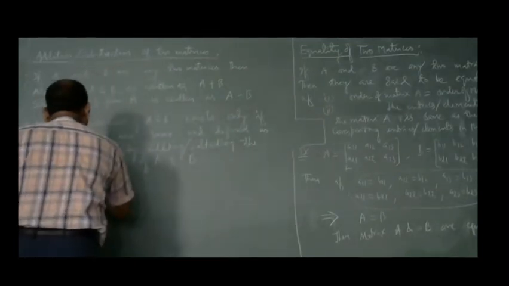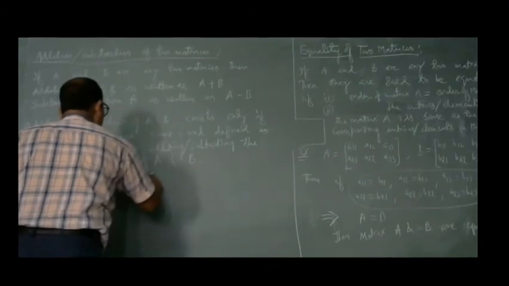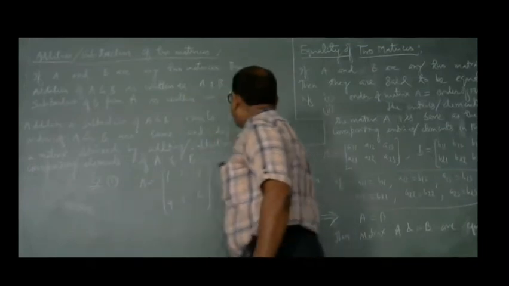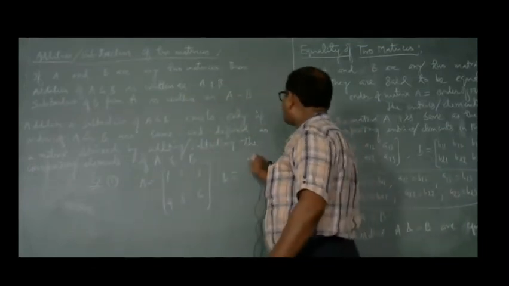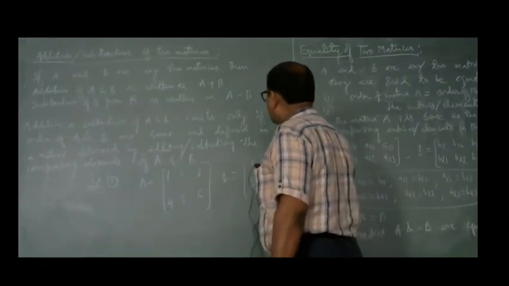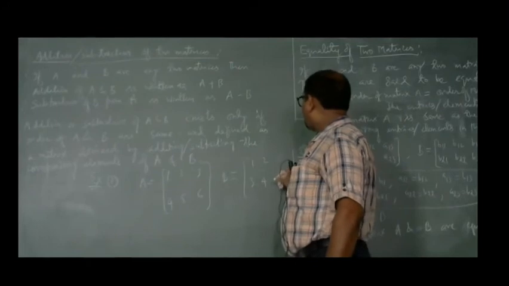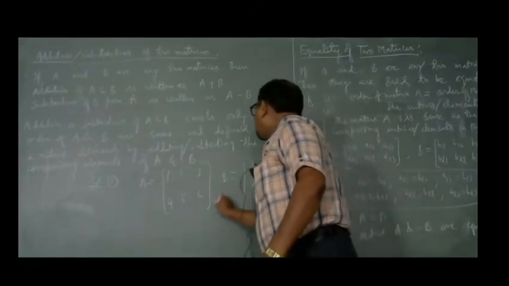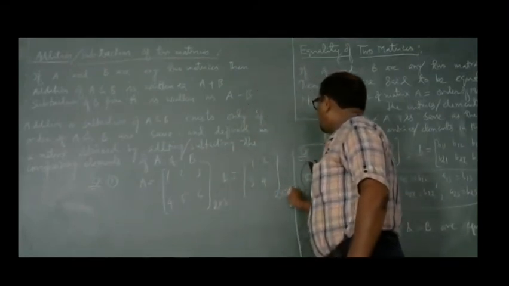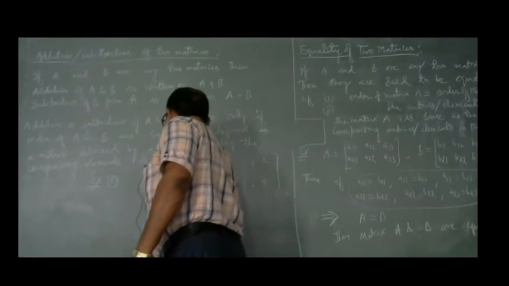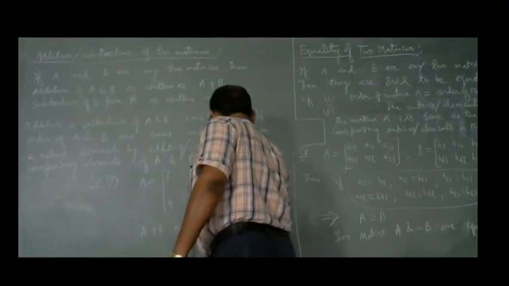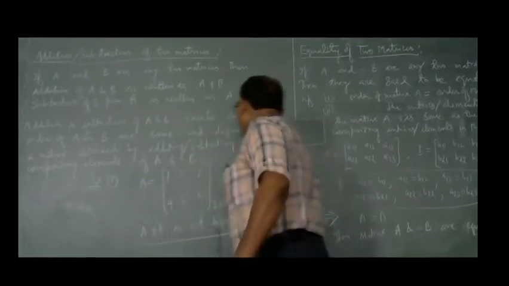Suppose we take an example: a matrix A is 1 2 3, 4 5 6. Take B as 1 2, 3 4, 5 1 2 3 4. This is a 2 into 3 matrix and this is a 2 into 2 matrix. So A plus B is not defined.